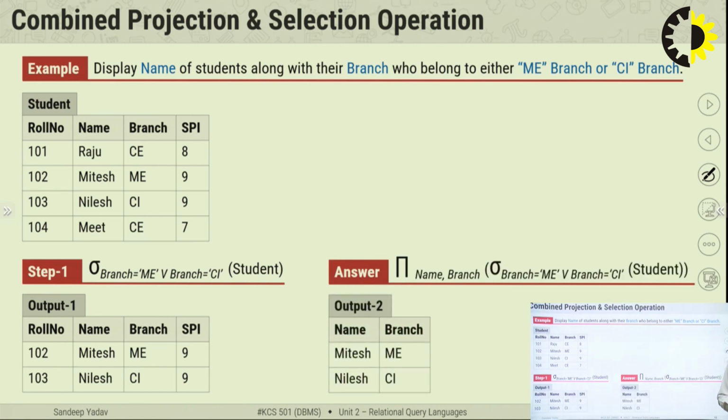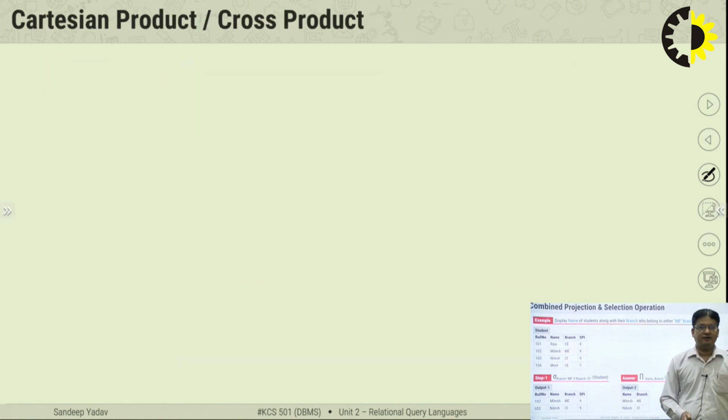Now, one more query: display name of student along with the branch who belong to mechanical or civil branch. So we can write the query as pi name, branch, where the select statement is branch equal to mechanical or, the symbol or as we use in discrete mathematics, branch equal to civil, followed by the name of the relation student. So this will fetch you both attributes, name as well as branch, and this will be the output: Mitesh ME and Nilesh CI. Only these two tuples are meeting the requirement.